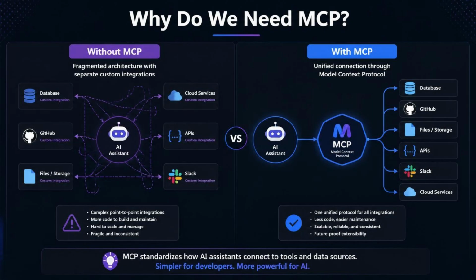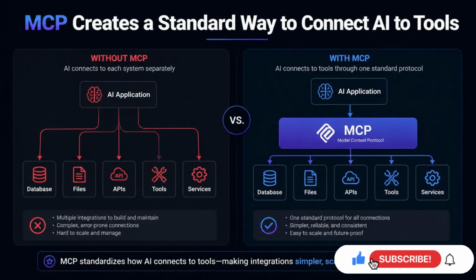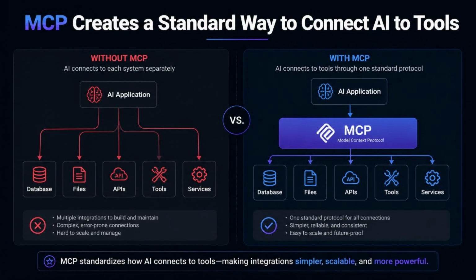MCP is designed to make this communication more standardized. The basic idea is actually quite simple. Instead of building completely different integration methods for every tool, an AI application can communicate through a standard protocol. Think of it like this. Your AI application connects to an MCP server. That MCP server provides access to specific tools and information. So the architecture becomes AI application, then MCP, then tools and data. This creates a common communication layer between AI applications and external capabilities.